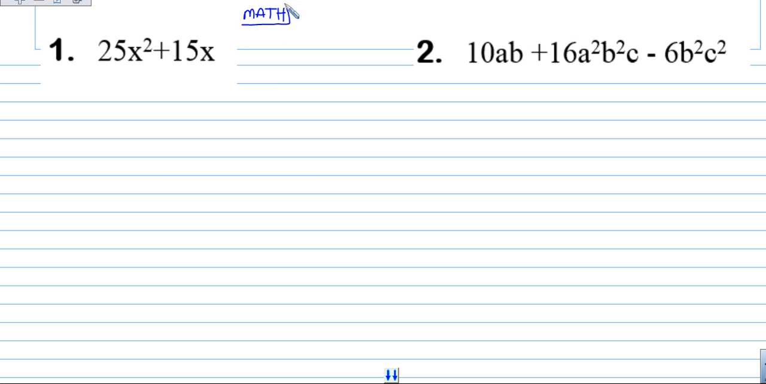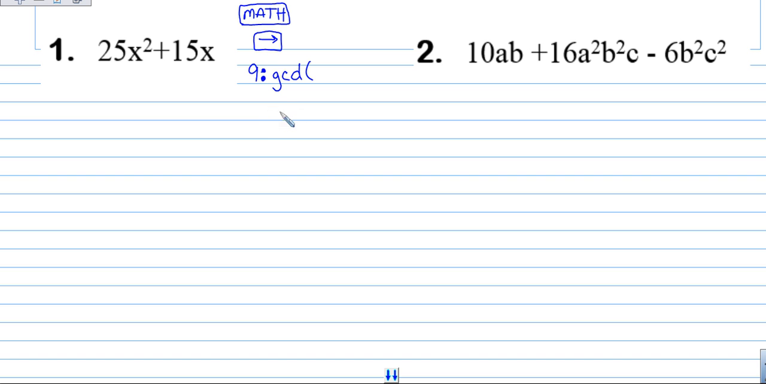Okay, if you hit the math button, it's the third button down on the left side of your calculator, the right arrow key, and then option 9, GCD. This will help you find the GCF.